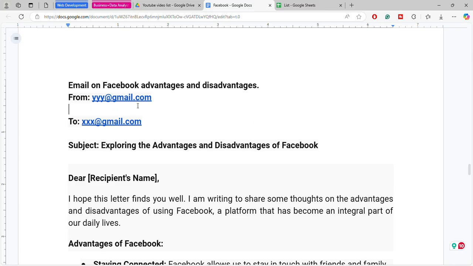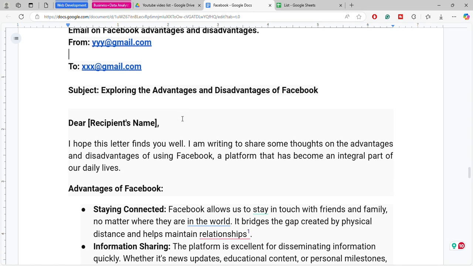First write from @gmail.com, then to @gmail.com. Here we should use the email address or email address name. Then subject: exploring the advantages and disadvantages of Facebook. Dear recipient's name: here we should use the name of our recipient.